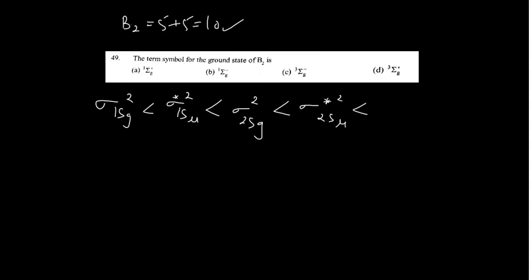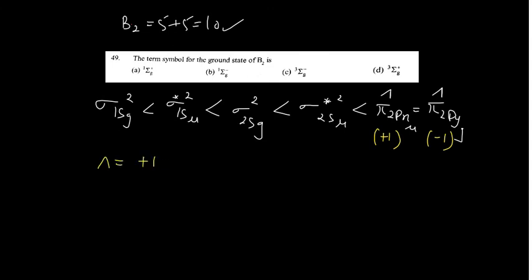And finally you have pi 2px, which is ungerade, and that would be equal to pi 2py, this is also ungerade, and you will put one electron here, one electron here. If you count the electrons, 2, 4, 6, 8, 9, 10. So this is the configuration, and for this the value is plus 1, and for this the value is minus 1. If you calculate lambda, that will give you plus 1 and minus 1, that is 0. And when it is 0, you can simply write sigma for this one.